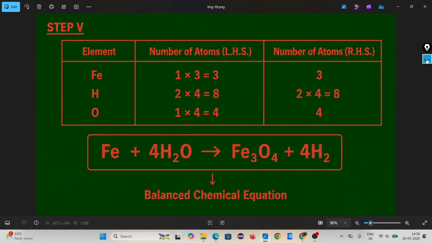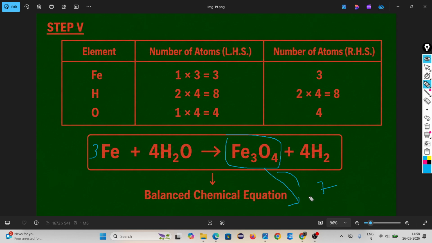Look, the same thing we are doing. First we took the compound having the highest number of atoms, that is this one, 7. Then from this compound we took the element having the highest number of atoms, that is oxygen.